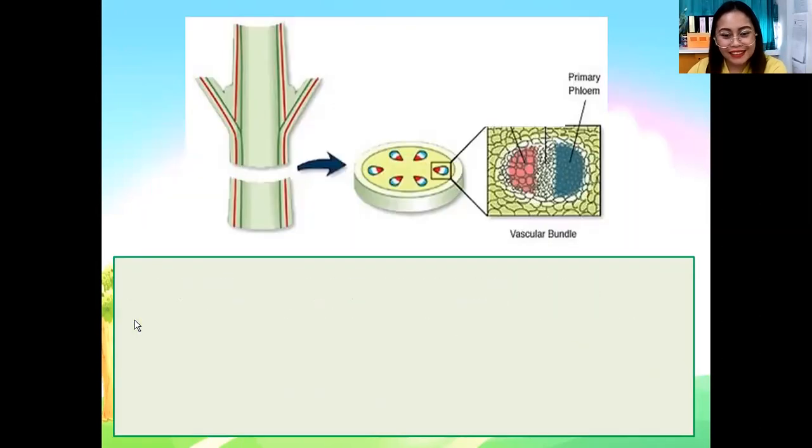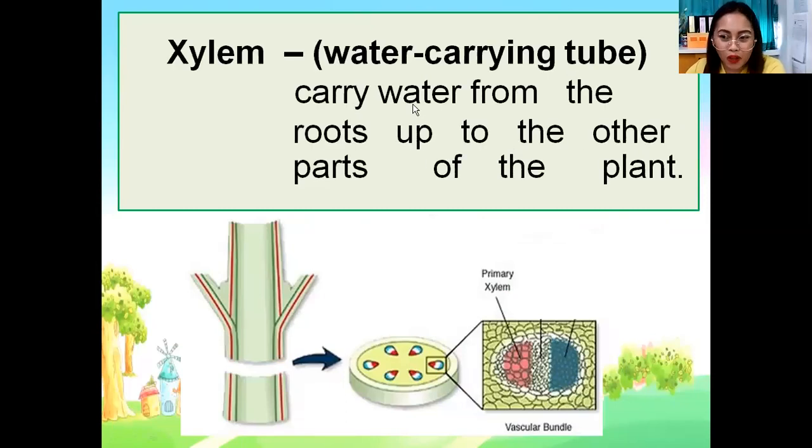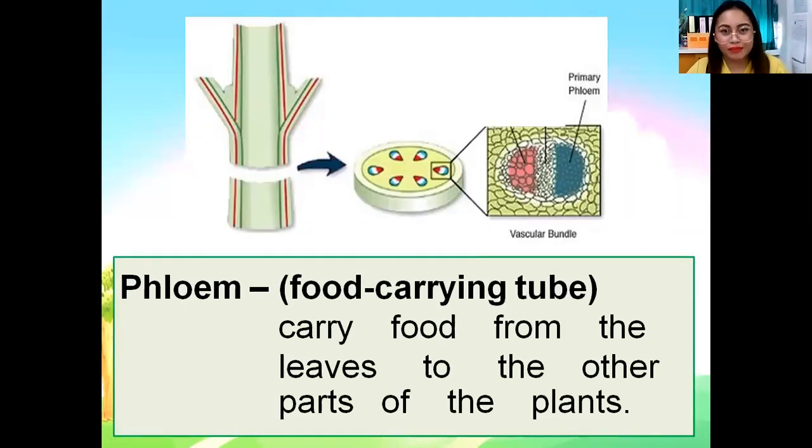So again, xylem carries water. Make it short and easy. Xylem carries water. Phloem carries food. Understand? Xylem and phloem are vascular bundles. Vascular bundles are the transport system of the plant. Easy? You understand? Good.